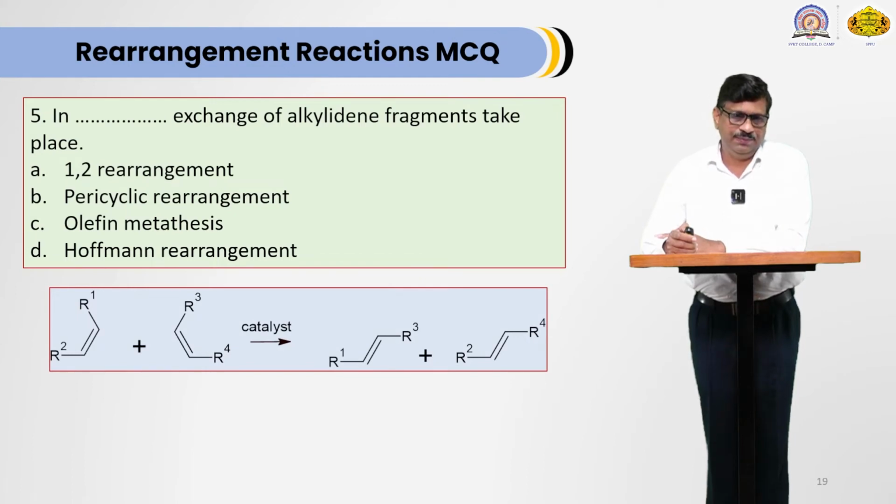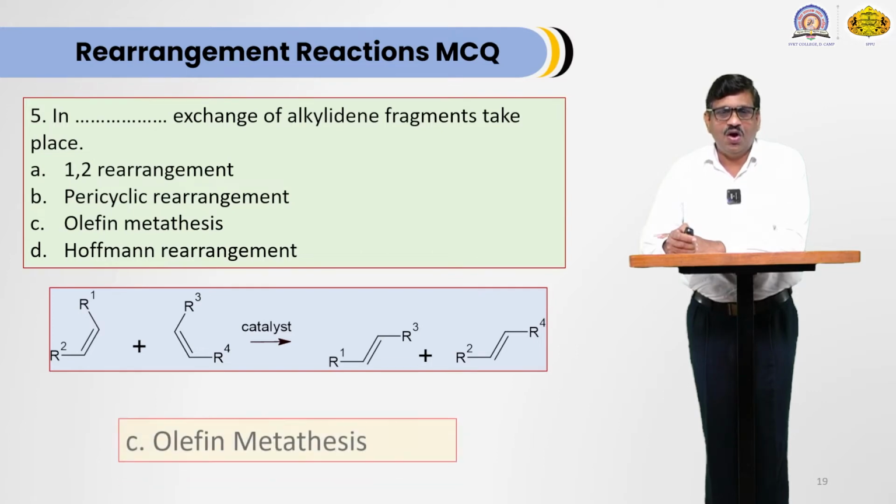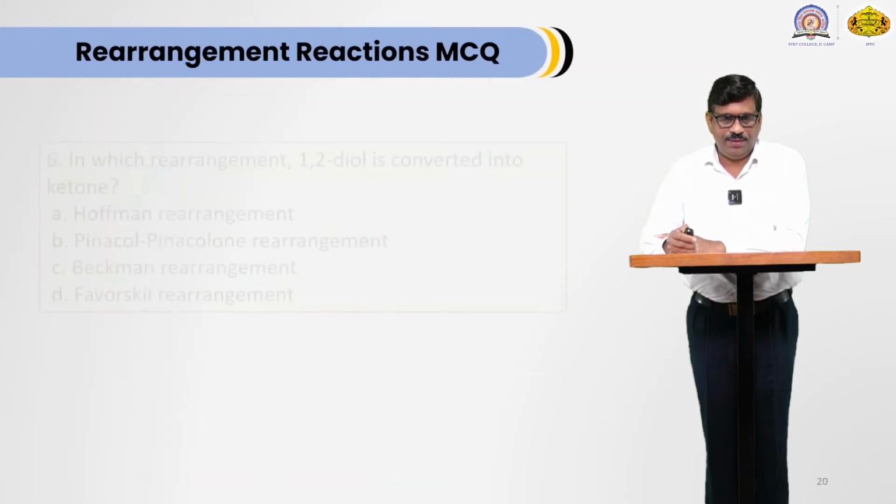In this example, let's see, 2 alkenes are shown. R1 and R2 are the part of the first alkene. R3 and R4 are the substituents of the second alkene. When olefin metathesis takes place, the R3, which is the part of the second molecule, joins to the first molecule, and R2, which is the part of the first molecule, joins to the second molecule. Hence, there is change of alkylidene fragments, and that's why it is called olefin metathesis.